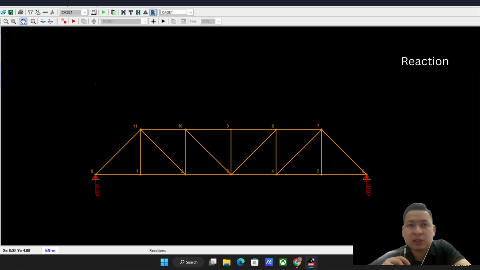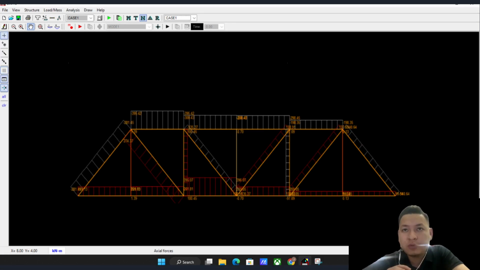For reaction, in the Lean Pro software, we got a reaction at the pin support of 200 kN, but at the roller support we got 100 kN. So from those values, we can calculate internal forces for each member of the bridge structure. For axial forces or internal forces, we can see here the blue line, which is upward, is compression force, and downward with the red line is tension force.